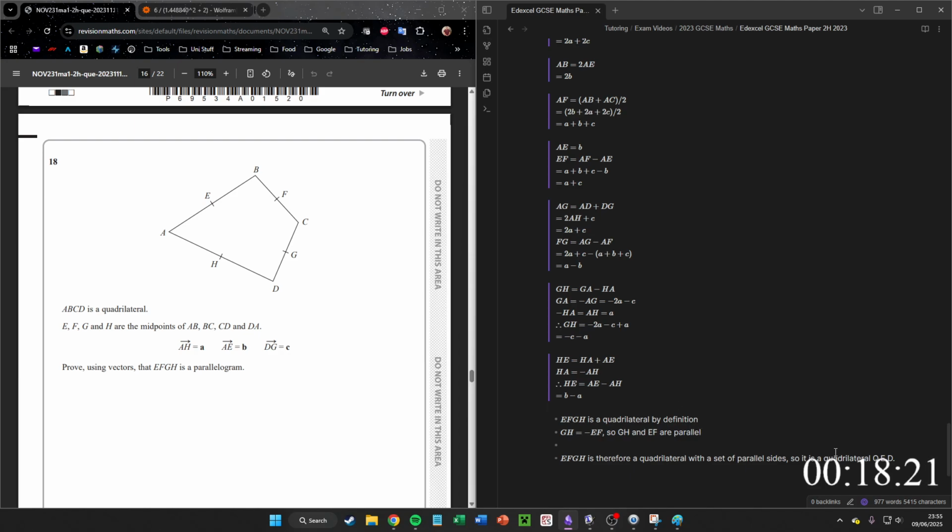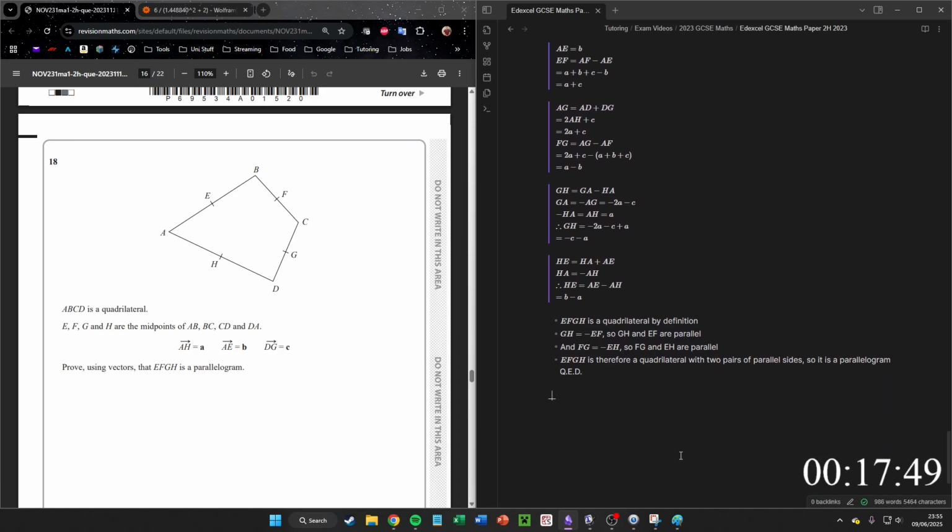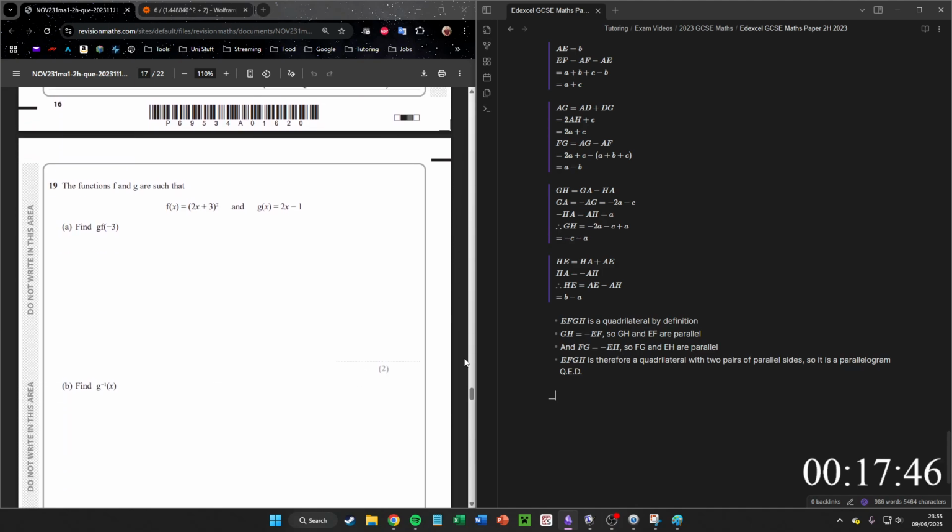Yeah, sorry, it's two parallel sides, isn't it? Yeah, it's not quadrilateral. Sorry. And FG equals minus EH. So FG and EH are parallel with two pairs. So it's a parallelogram. Forgot my definitions there of different quadrilaterals. That was a very long proof. That feels like a lot for 4 marks.